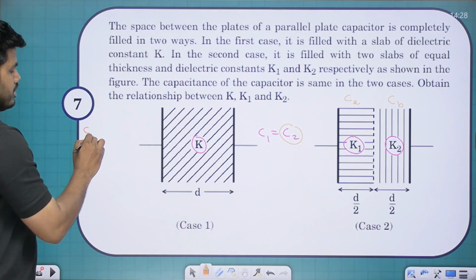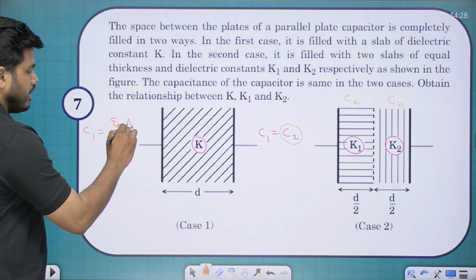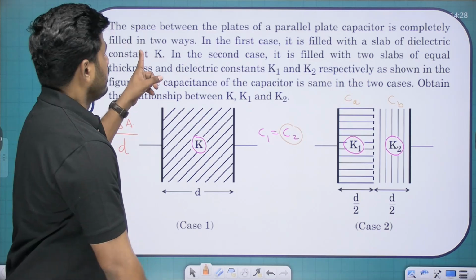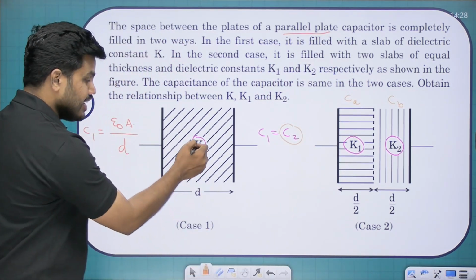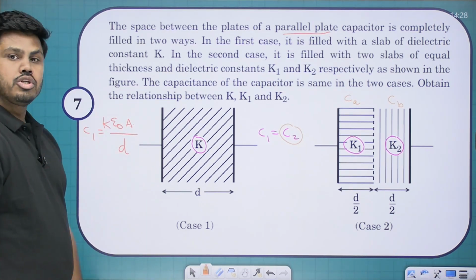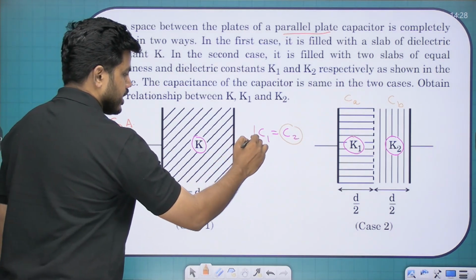First case, we can find C1 here itself. C1 is going to be equal to epsilon 0 A divided by D. That is the expression for the capacitance of a parallel plate capacitor. And it is filled with dielectric material, so there should be a K also. K epsilon 0 A by D. Equation number 1. C1 is ready here.